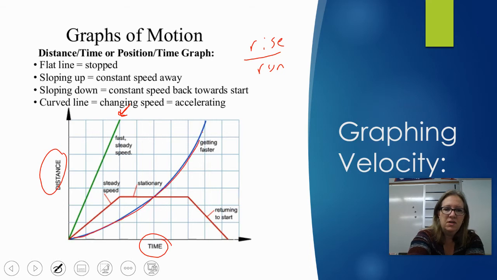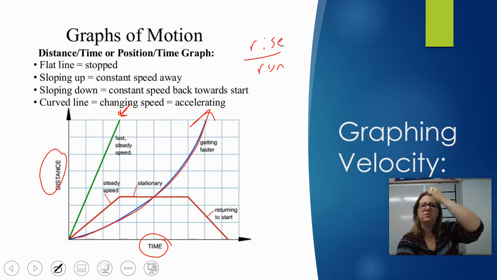I've got this funky one going up. It's not a straight line. That curved line tells you that the object is actually accelerating. As it's going, it's starting to go faster and faster and faster. We'll talk about acceleration in the next section, okay?